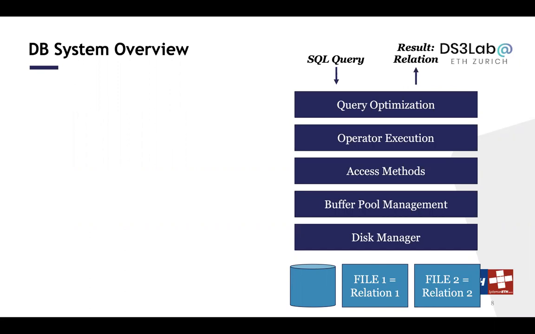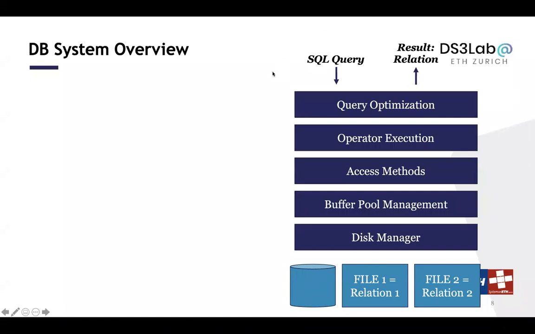Once you have that relational algebra expression, it can be decomposed into a whole bunch of operators. Each operator can be executed using a whole bunch of access methods, and each access method is going to fetch information from the buffer. The buffer is going to talk to the disk manager to get the real page or real file from the hard drive. So this is what's going to happen.